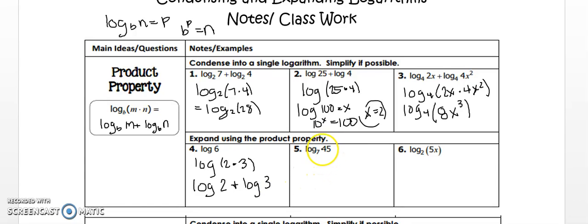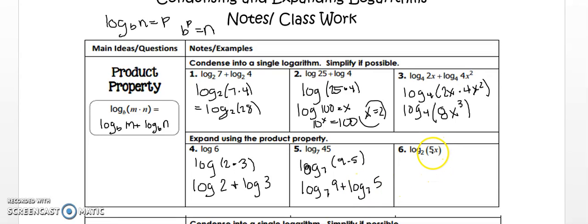All right, let's take a look at this one. Well, 45, I could split that into 9 times 5, or 3 times 15. We have a couple different options. I'm just going to do 9 times 5. So we get log base 7 of 9 times 5. Because we're multiplying in here, that means I'm going to turn it into addition. So this becomes log base 7 of 9 plus log base 7 of 5.